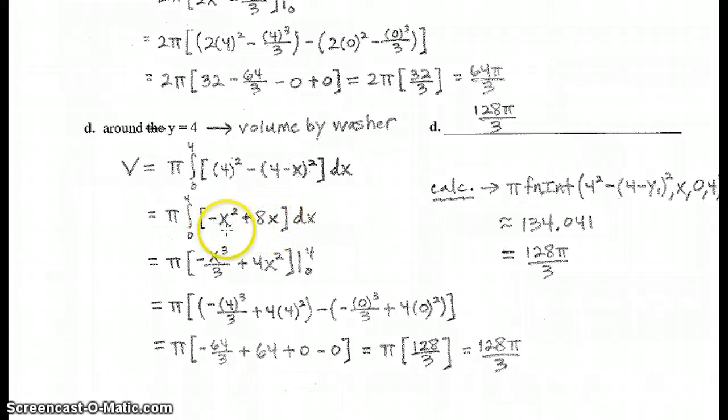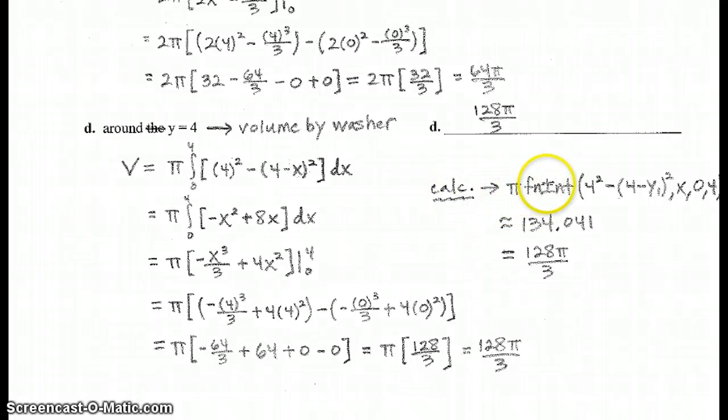Easy to integrate. Negative x squared goes up to the third power times 1/3, so it's negative x cubed over 3. The integral of 8x, x goes up to the second power times 1/2, which is where we get the 4x squared from. Upper limit minus lower limit. Got some zeros in there, which is always nice. A little bit of fraction work to get to 128 over 3 times pi, and there's your answer, 128 pi over 3. Could do it on the calculator as well.